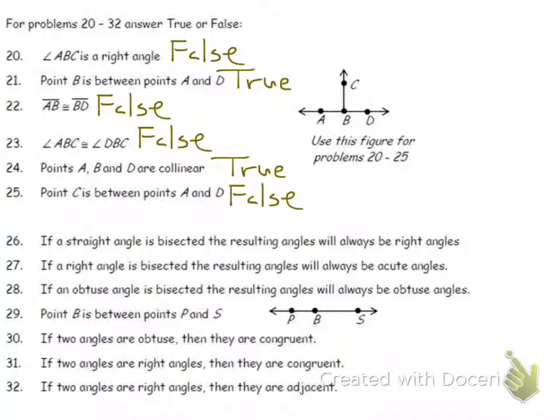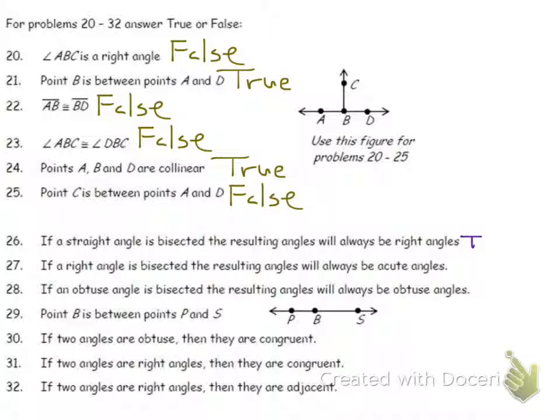26. If a straight angle is bisected, the resulting angles will always be right angles. So if I have a straight angle, I know that's 180 degrees. If I cut that in half, those two angles, no matter what, will be 90 degrees. So that's true.